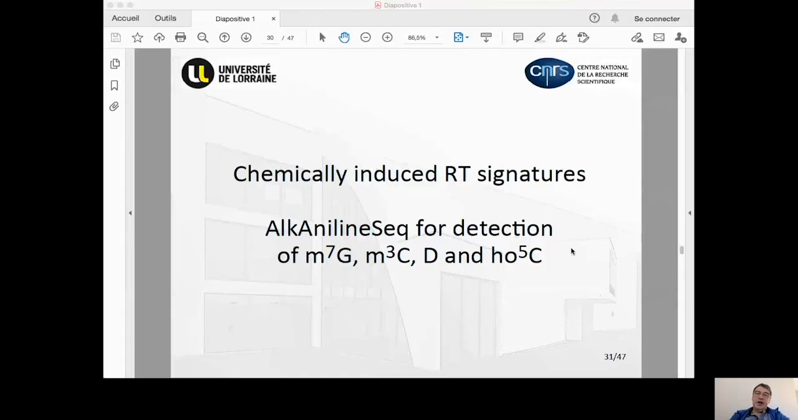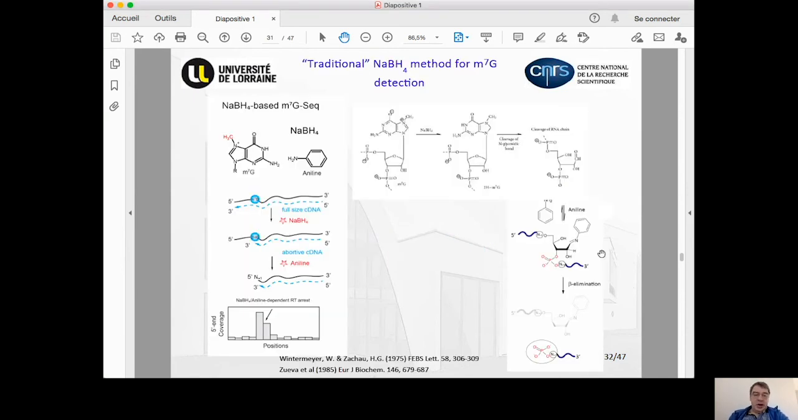Now I will talk about application of induced RT signatures for detection of several modified nucleotides like m7G, m3C, dihydrouridine, and even hydroxy-5C by the protocol which is called AlkAniline-seq. Detection of m7G was described a long time ago, and is based on sodium borohydride reduction of m7G, and this reaction will fragilize the N-glycosidic bond, which can be easily cleaved with the formation of an abasic RNA site. Abasic RNA sites are known to be cleaved by aniline, with subsequent cleavage at the phosphodiester bond in RNA.